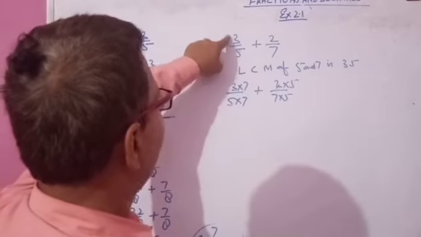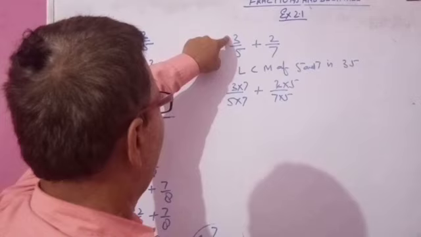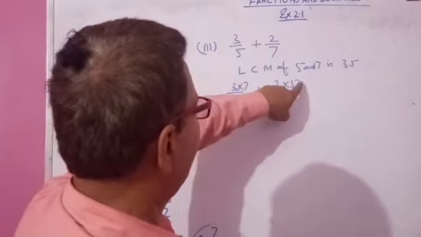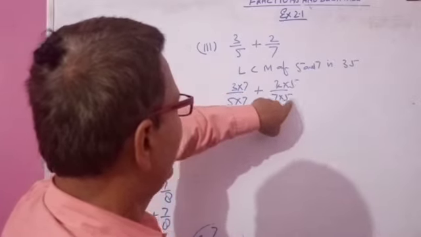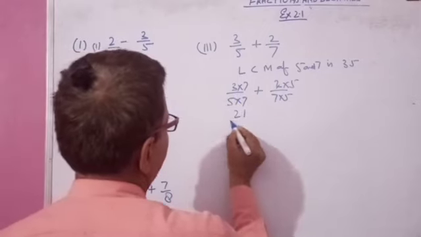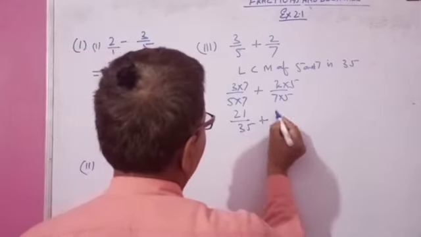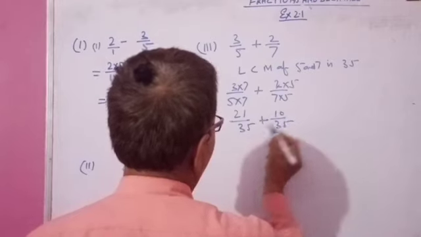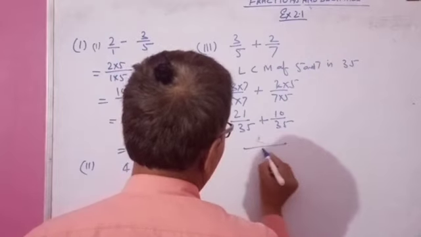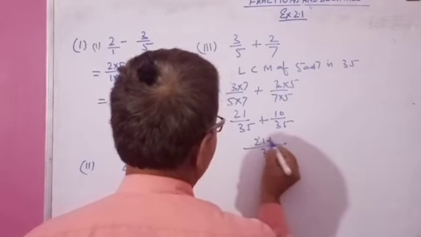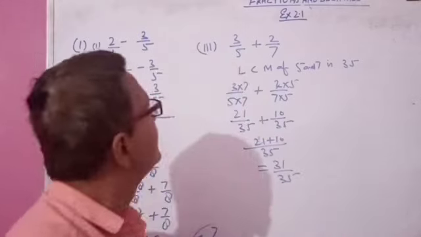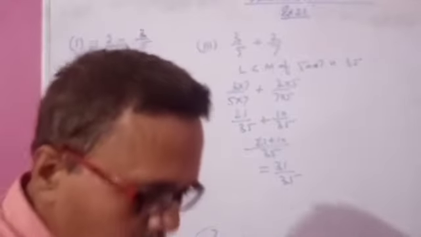This will make an equivalent fraction of 3 upon 5. You will make an equivalent fraction of 2 upon 7 by multiplying the numerator and denominator by 5. Now 3 multiplied by 7, you will get 21 upon 35 plus 10 upon 35. You will get 35 as the LCM, and 21 plus 10 is 31 upon 35. Now we will solve question number 4.